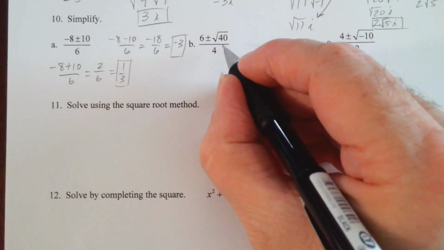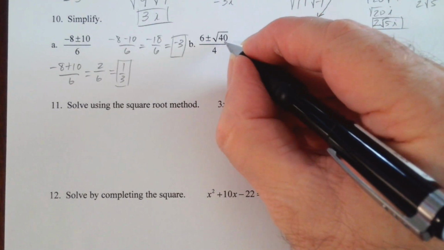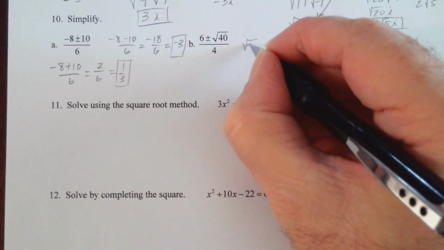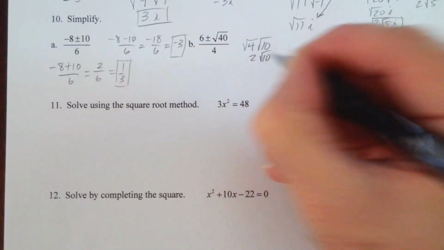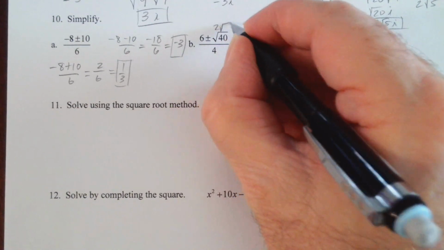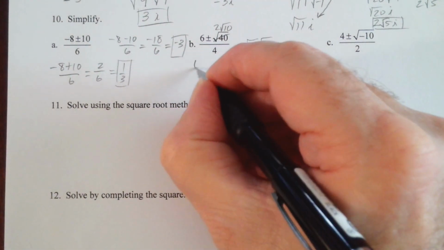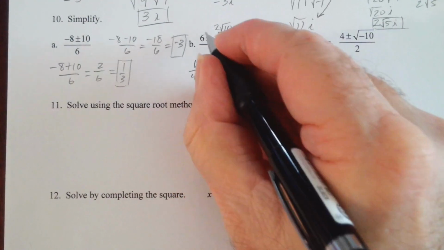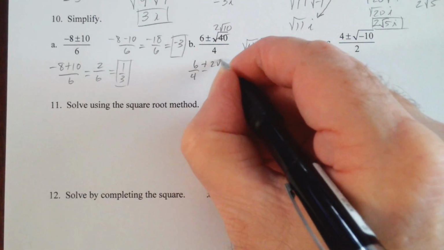Now, if you look at this one here, we have to find the square root of 40. That one, notice, has a factor of 4. That's a perfect square. So we could write this as the square root of 4 times the square root of 10, or 2 square roots of 10. So I'm just going to replace the square root of 40 with 2 square roots of 10. So we'll have 6 over 4, plus or minus 2 square roots of 10 over 4.